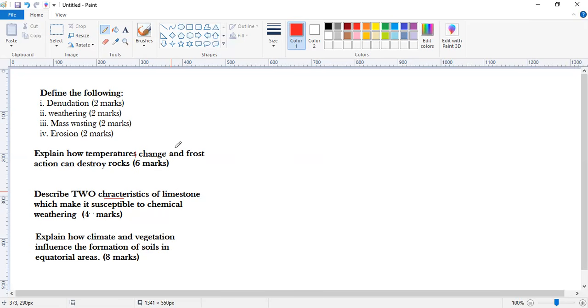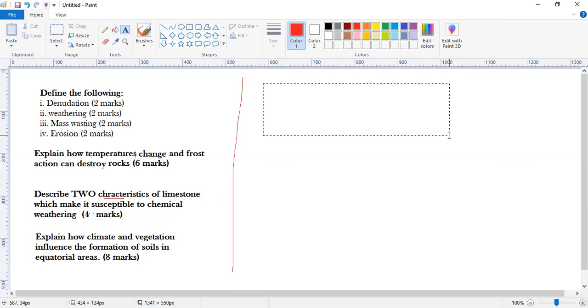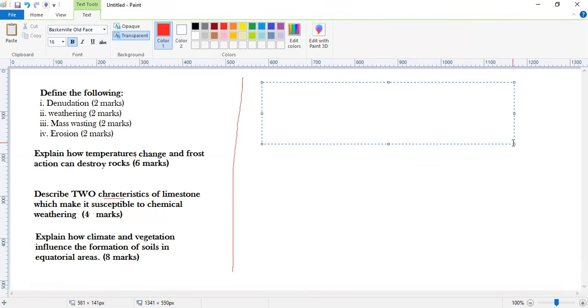All right, so let's see how we could approach these questions. For the first set, it is pretty straightforward. All you're going to do is write back the term and give the definition. Don't make the mistake of just writing the definition and not making it clear which term you are defining. All right. So for example, we have denudation.